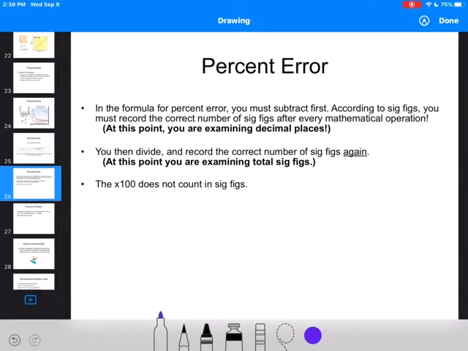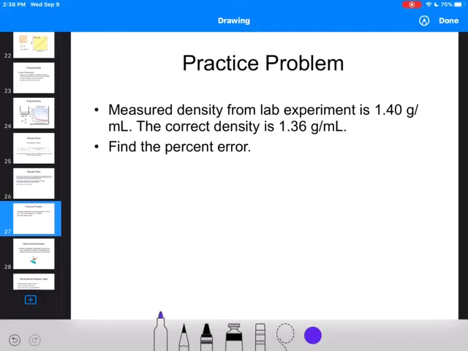So here's some advice for you. As we said, after we subtract, we are examining decimal places. After we divide, we're examining total significant figures, and we said the 100 does not count, for the reason I already told you. So, to wrap up Lecture B, let's do a practice problem.